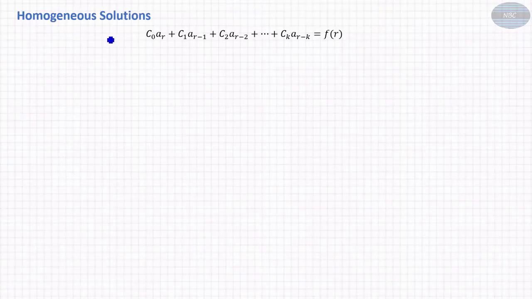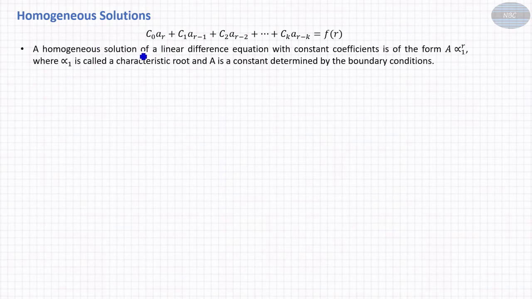In this lecture, we'll study homogeneous solutions for the linear recurrence relation with constant coefficients. So this is a kth order linear recurrence relation with constant coefficients, and we'll find out the homogeneous solutions for this. A homogeneous solution of a linear difference equation with constant coefficients is of the form a into alpha 1 to the power r, where alpha 1 is called a characteristic root and a is a constant determined by the boundary conditions.